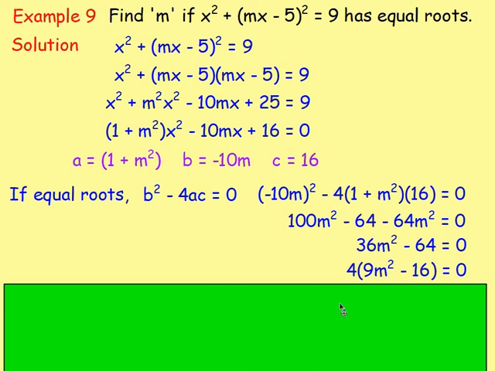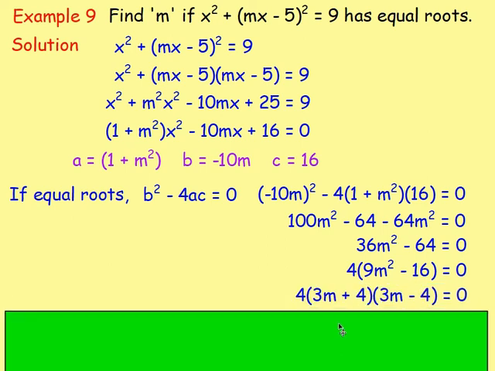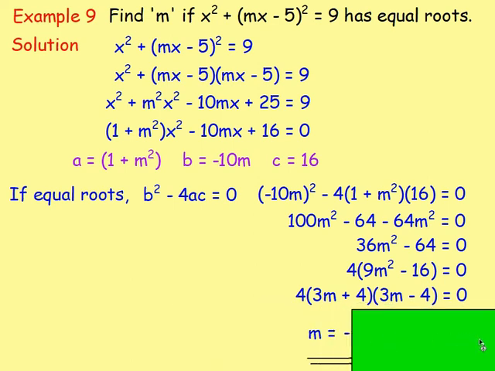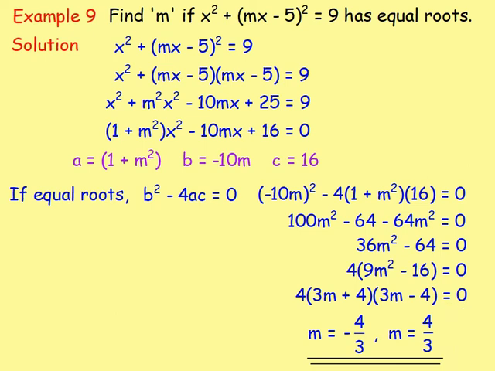So you've got 4 bracket 9m squared minus 16, which you can write as 4 bracket 3m plus 4, 3m minus 4, because you've got a difference of two squares. Find out the value of m. Well, you've got 3m plus 4 would equal 0, and 3m minus 4 would equal 0, meaning then that m would equal negative 4 over 3, and m would equal 4 over 3 if you set each of these brackets equal to 0 and solved for m.